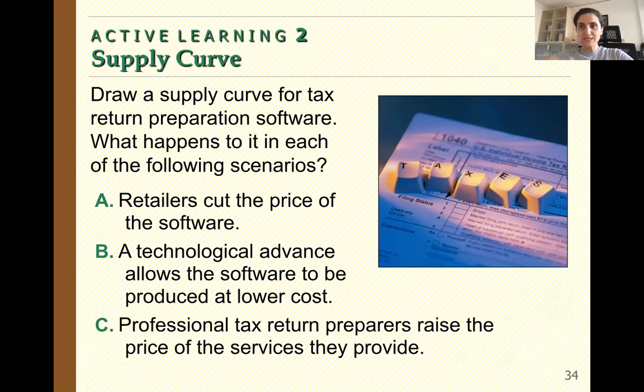Okay, it's not related to supply. It's related to demand. Professional tax return preparers are like substitutes for people who need to prepare tax returns, right? So this is the demand side. So A and B are related to supply, as we said. C is not going to affect the supply curve at all. It's going to affect the demand curve.